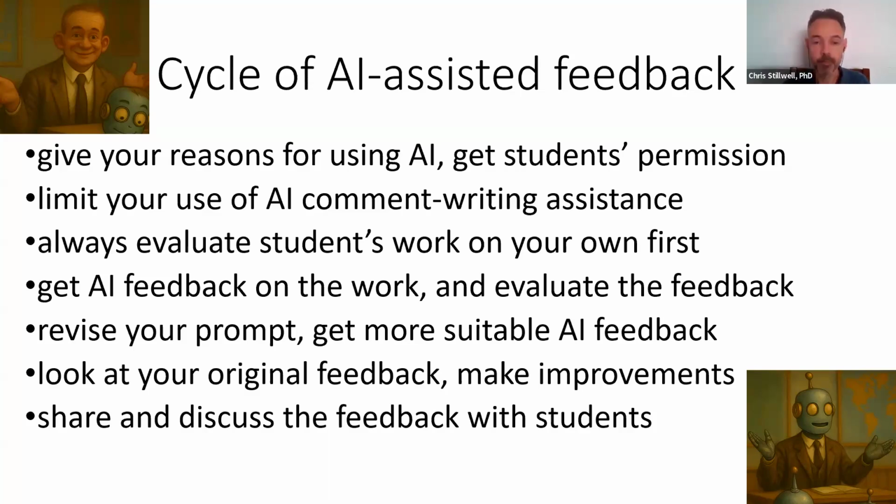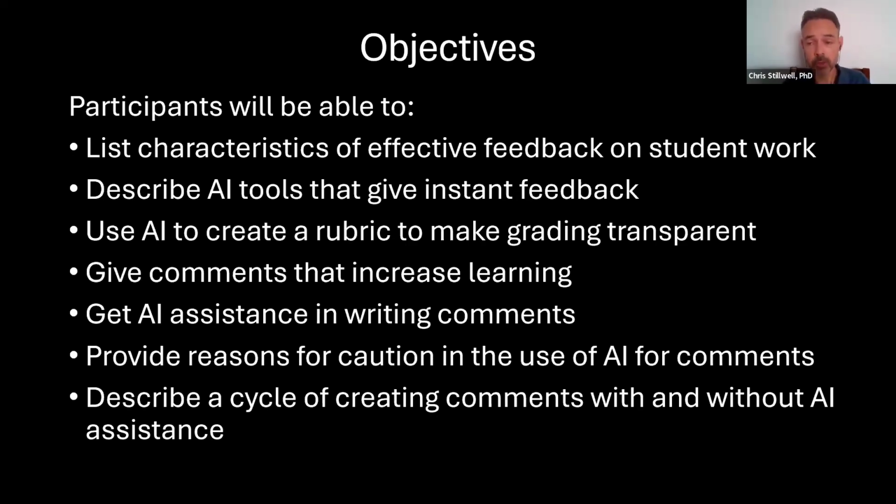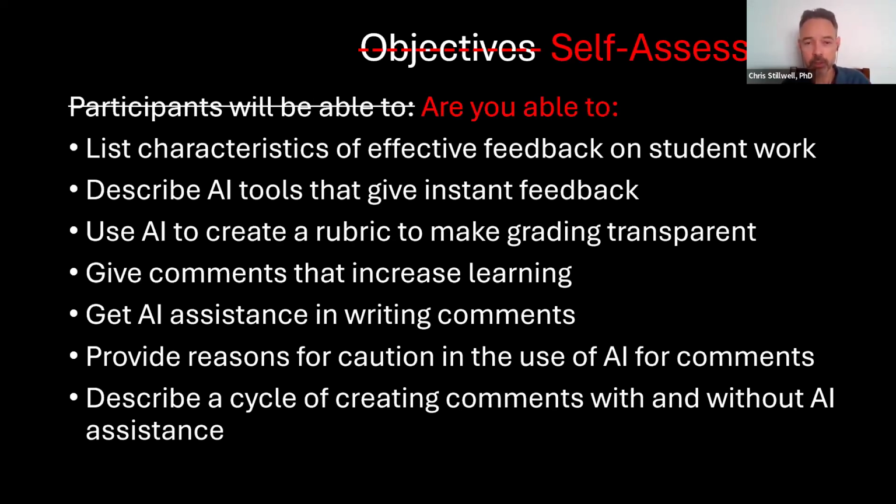Okay, so we've got these objectives that we started with, but remember, this is a lesson about assessment. So instead of just going through and saying, I'm sure we did these things, let's make it a self-assessment. Instead of saying you'll be able to do that, can you? Are you able to list characteristics of effective feedback on student work? Are you able to describe AI tools that give instant feedback? You might want to pause the video and think about it for a moment.